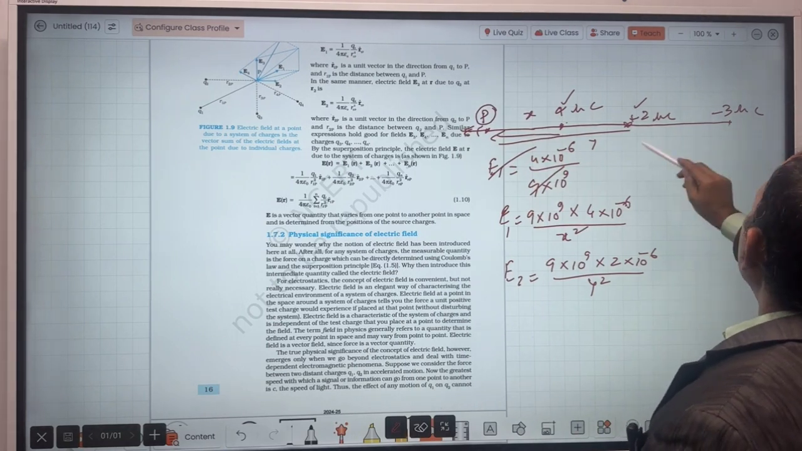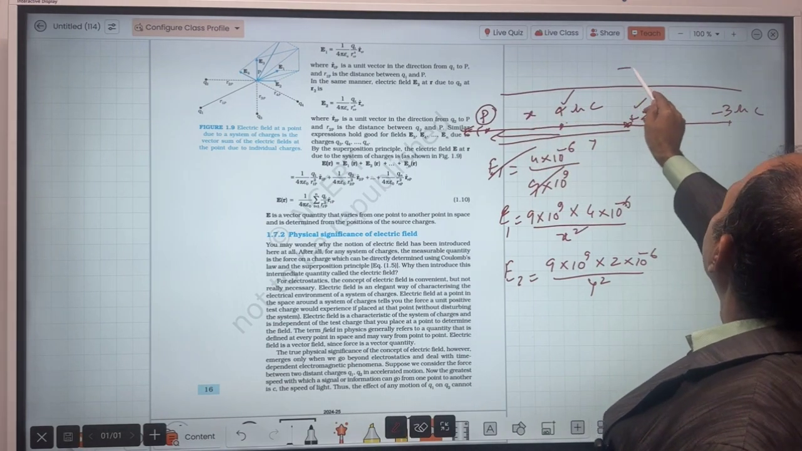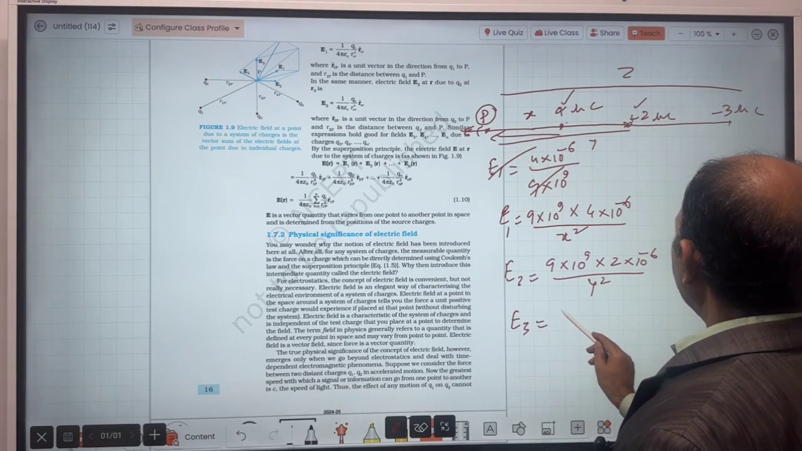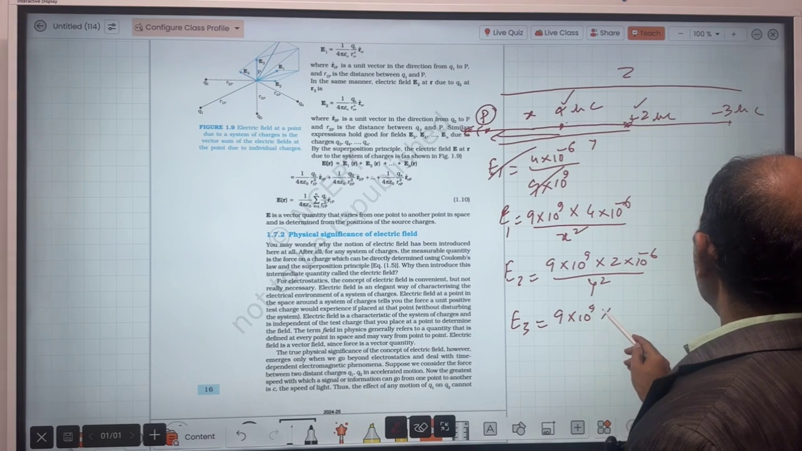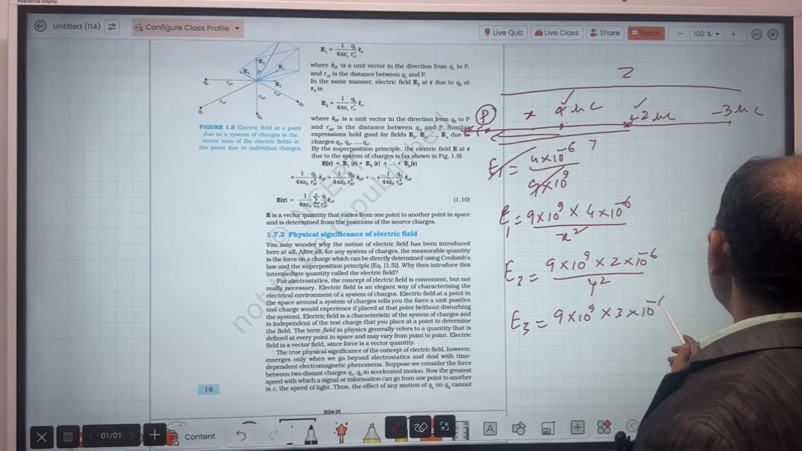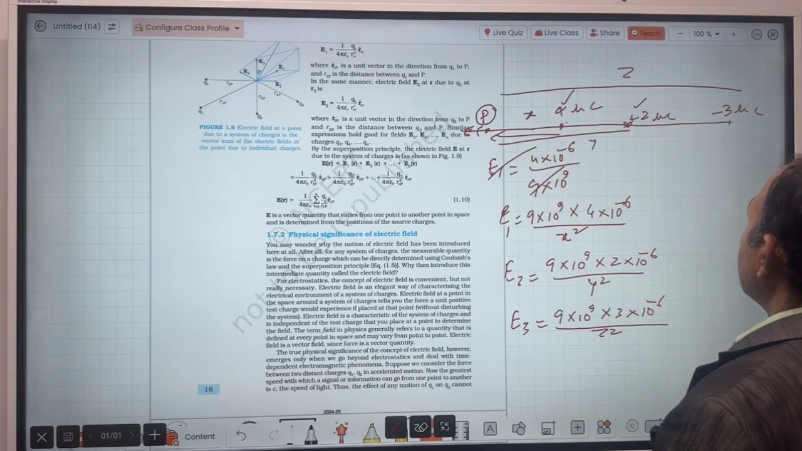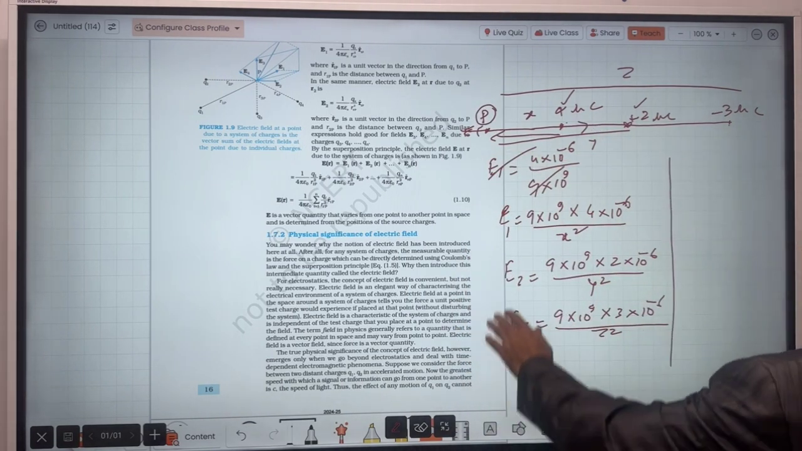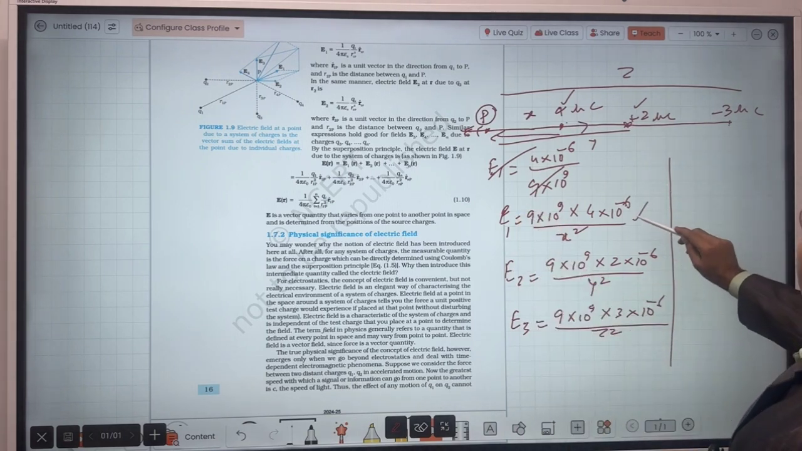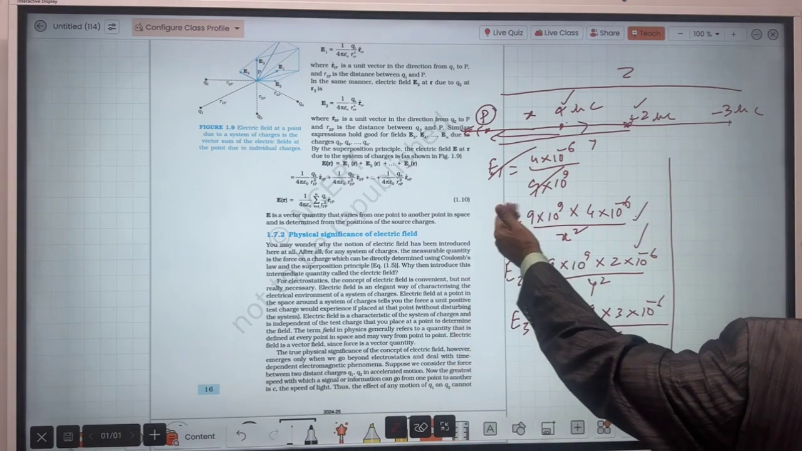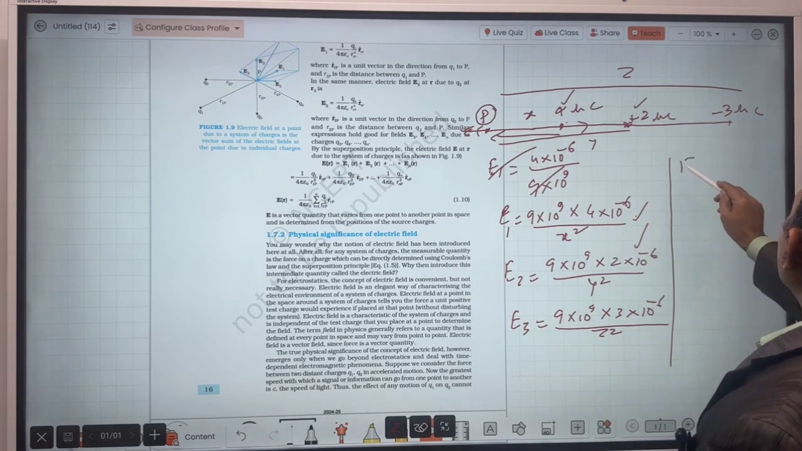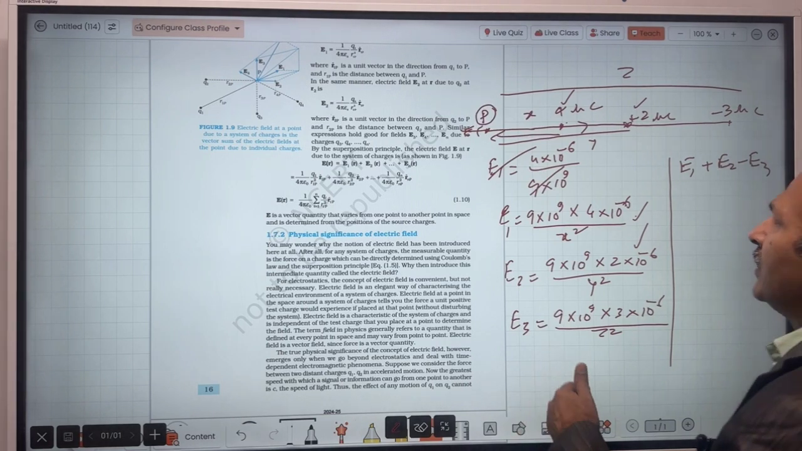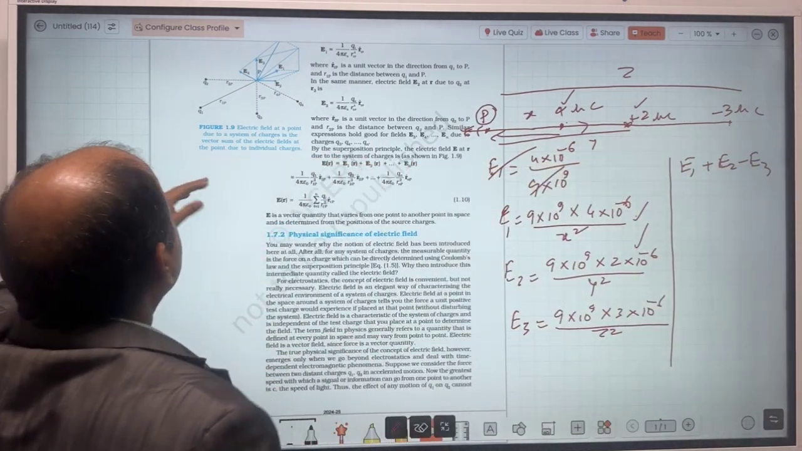Now, due to this charge, suppose this distance is z, then you will find E3, and that will be 9 into 10 to the power 9 into 3 into 10 to the power minus 6 divided by z square. But its direction will be just opposite. So if you want to find the net electric field, these two are directed along the same line, in the same direction, so they will get added. So your answer will be E1 plus E2 minus E3. Here in terms of vectors, if we write, it's okay.